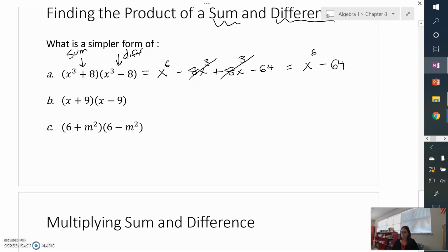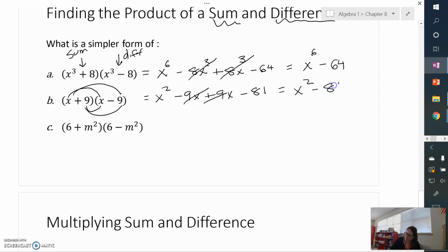Let's do another one. We're going to do x plus 9 times x minus 9. Let's do the FOIL. First is x squared, outer minus 9x, inner plus 9x, last minus 81. Those terms in the middle drop out again, so I'm left with x squared minus 81.